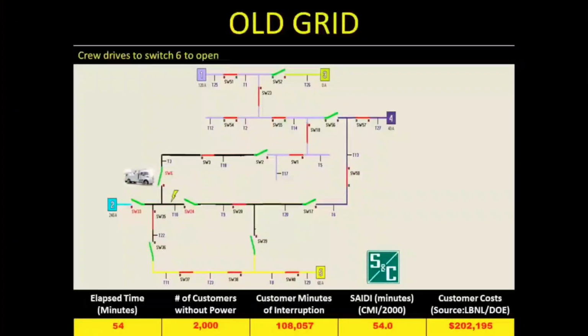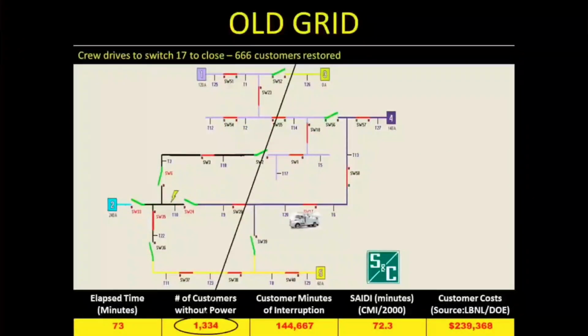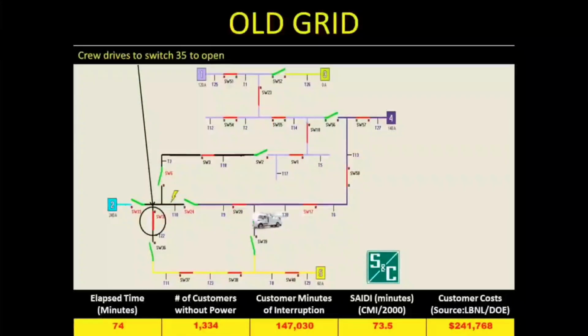Well, after some isolating's been done, headquarters figures that substation 4 does have some capacity and that the line can carry the power. So switch 17 can be closed to bring power back to the people in that segment of line, getting 666 customers back in business. So after 70 minutes, we're down to 1,334 customers without power, and we still haven't finished isolating the problem. So we need to open switch 35 to get that done.